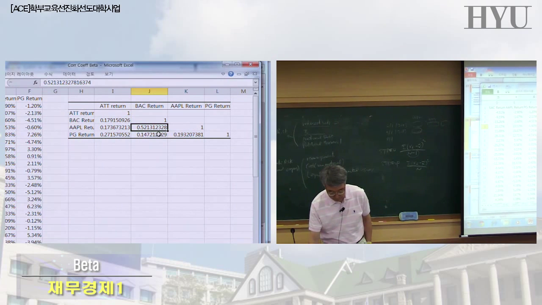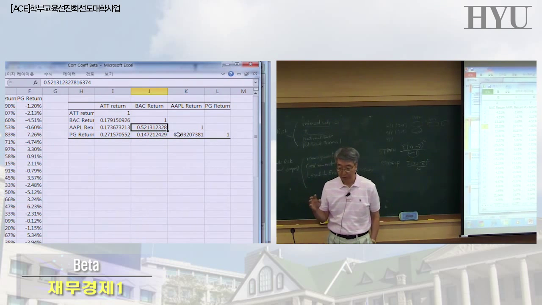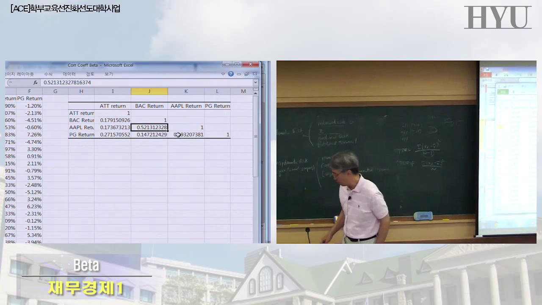Anyway, so we got this correlation coefficient between all 6 combinations: 1, 2, 3, 4, 5, 6. Because you have 4 companies, you should have 6 combinations.